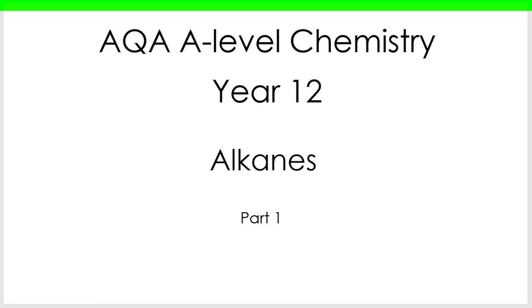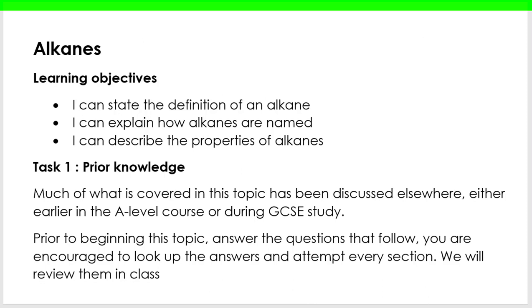This is AQA A-level chemistry. We're on the year 12 alkanes topic, and this is part 1 of 6 for this particular chapter. As always, I'm going to recommend that you pause as you go, try the activities for yourself, and check your own knowledge and understanding. So in this first video, we're going to focus very much on nomenclature and isomerism as specific to alkanes. We're also going to take a look at some of the properties of alkanes and reasons for them.